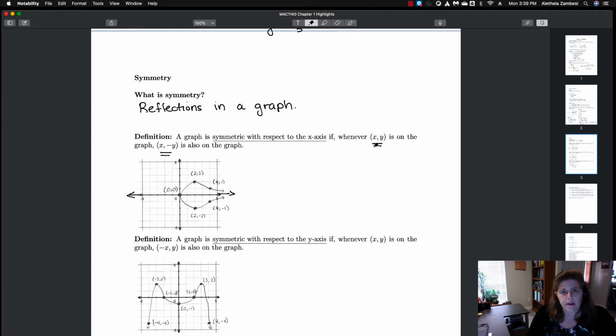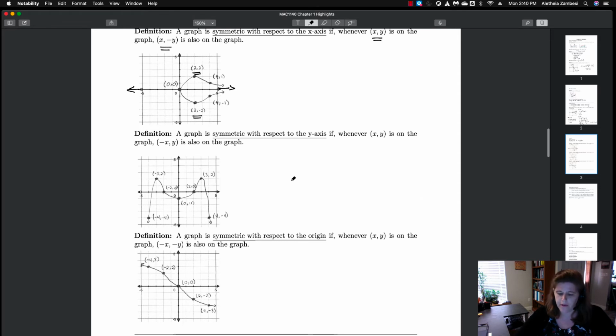As far as the technical definition of (x, y) and (x, -y), that means that if the point (2, 2) is on the graph, then the point (2, -2) is also on the graph. That's what tells us we have symmetry here. So this is an example of something that's symmetric with respect to the x-axis.